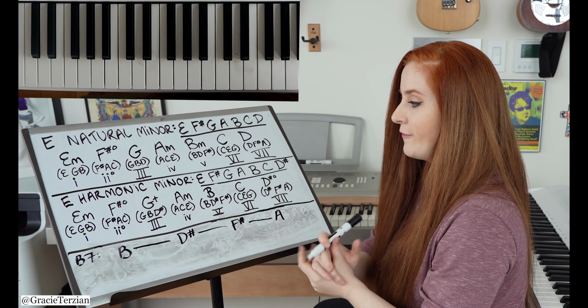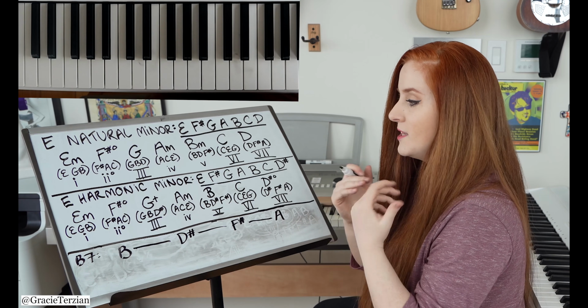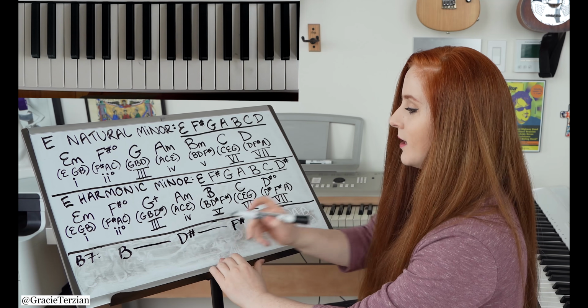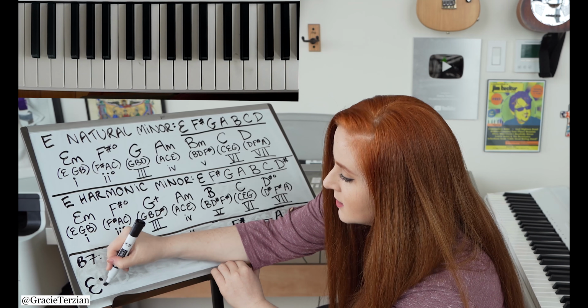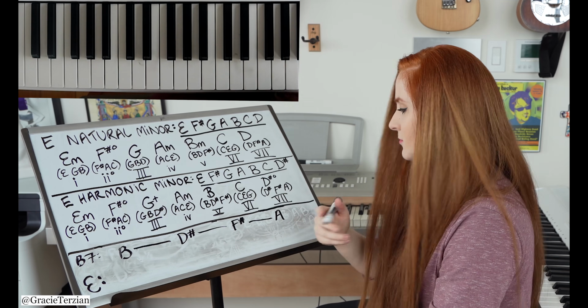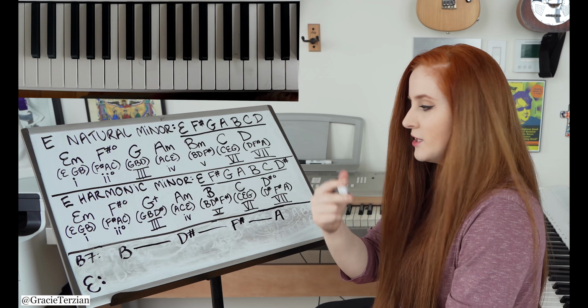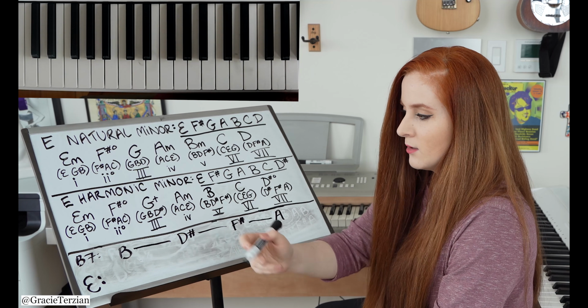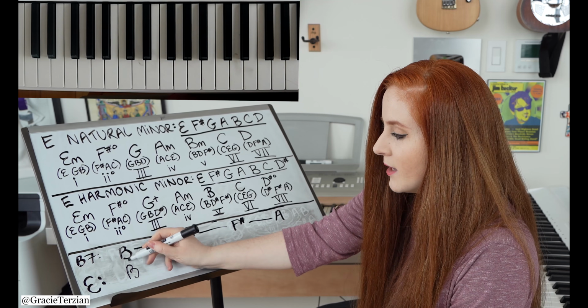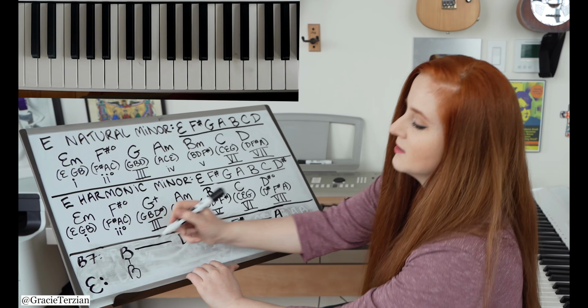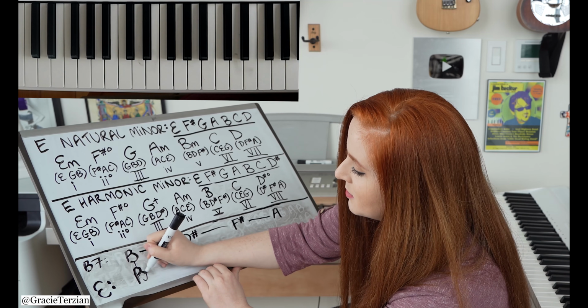Now, what if we wanted to go to E major instead of E minor? So let's look at the notes in an E major chord. In an E major chord, the 3 notes are E, G, and B. The B stays exactly the same. There's nothing that happens there. We can keep B, B stays on B.